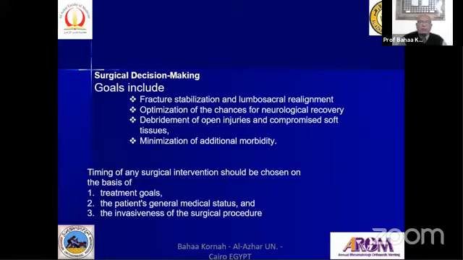It is very important we consider the 4 things we mentioned before, the goals including fracture stabilization and lumbosacral realignment, optimization of the chance of neurological recovery, debridement of the open wound and compromised soft tissues, and minimization of additional morbidity. Timing of any surgical intervention should be chosen on the basis of the treatment goal, the patient's general medical status, and the invasiveness of the surgical procedure.